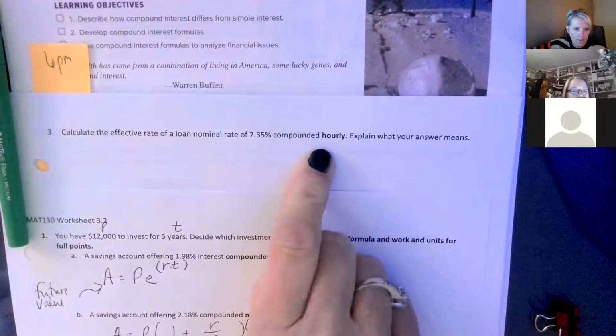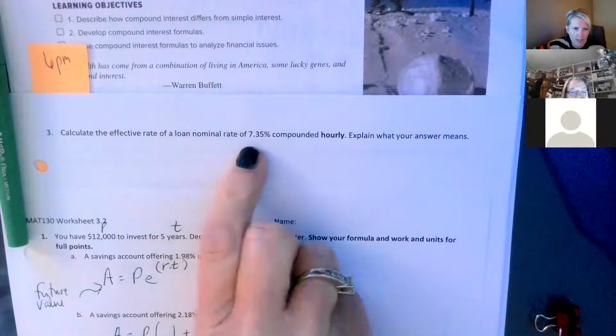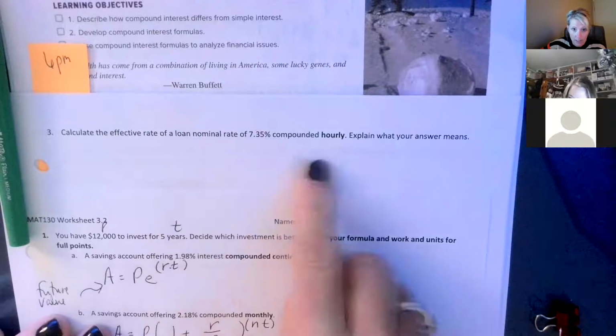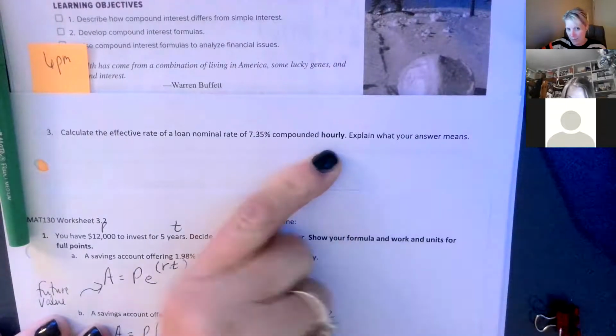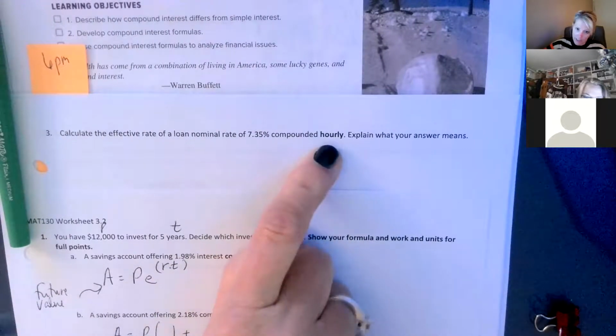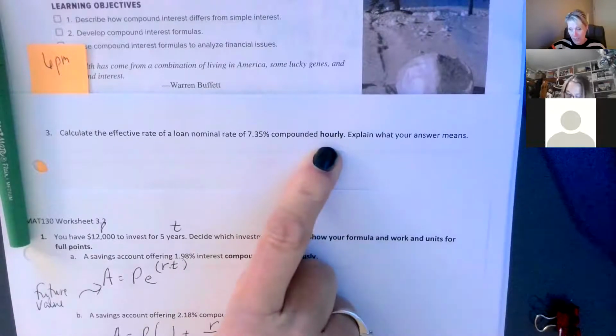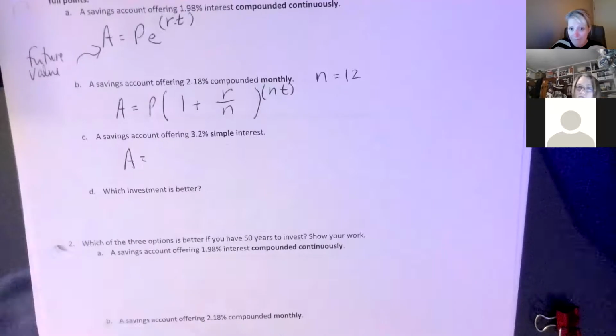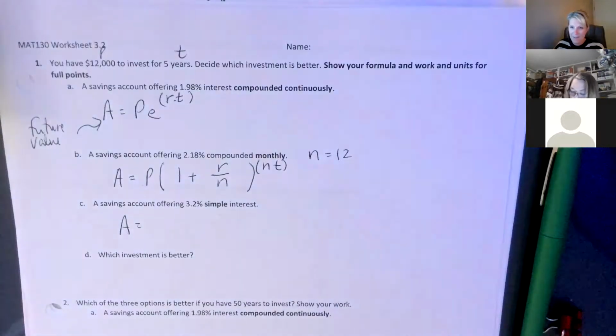Yeah, so number 3 is asking you to do the effective rate, which we learned in this lesson. And when you have compounding hourly, you need to find out N, how many times are you compounding a year if you're compounding every hour? Oh wait, loan rate. Let's see.